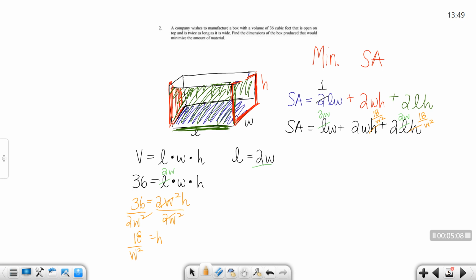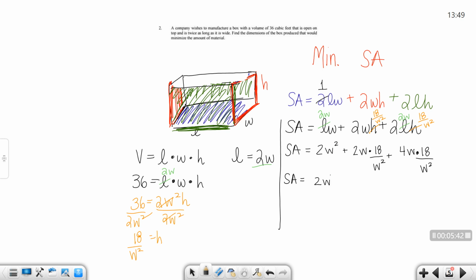Now let's clean that up. So I have that the surface area equals 2W times W, which would be 2W squared. Okay, so this next one I have 2W times 18 over W squared. We'll clean that up in a minute. And for this last one I have a 2 and a 2W, so that's 4W times 18 over W squared. Okay, let's keep cleaning it up.